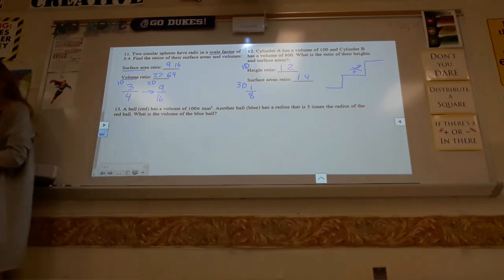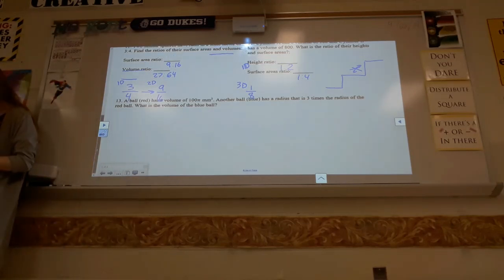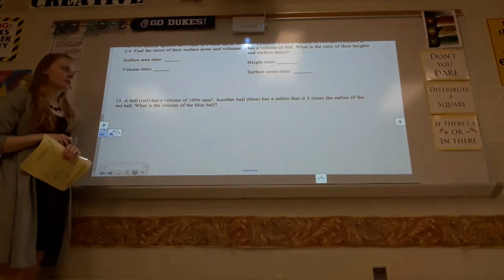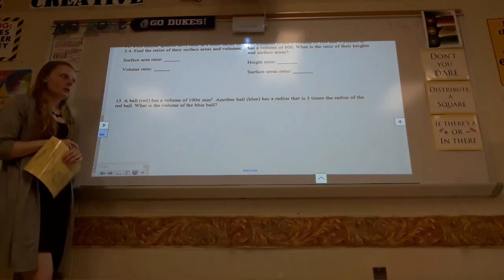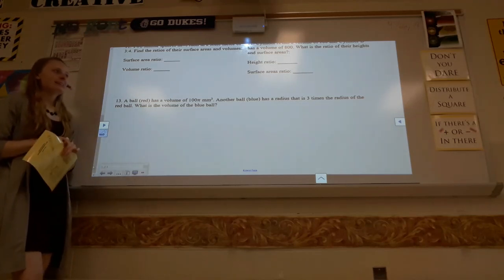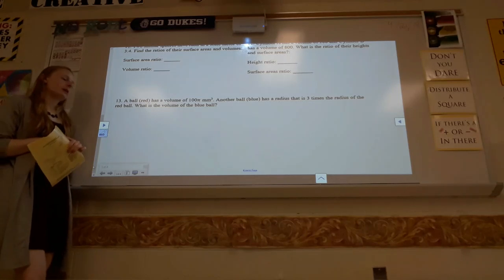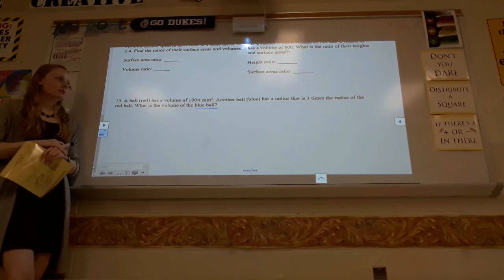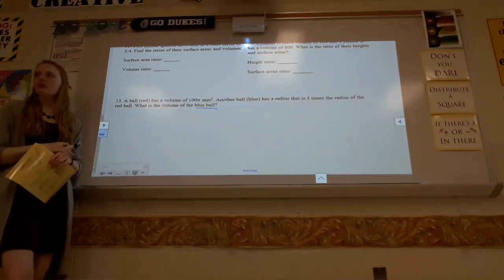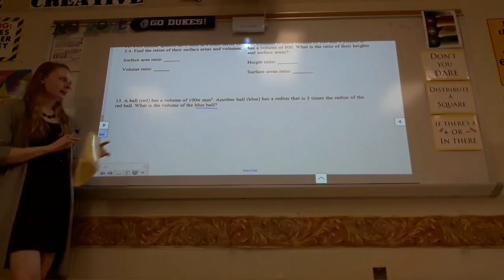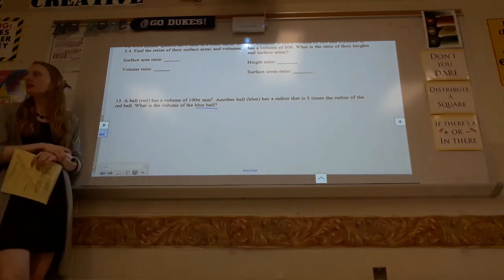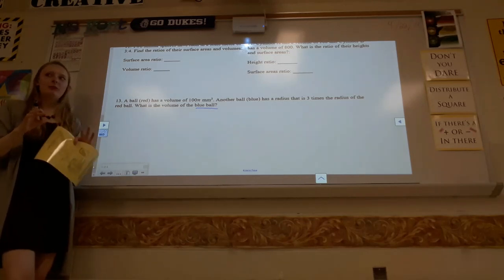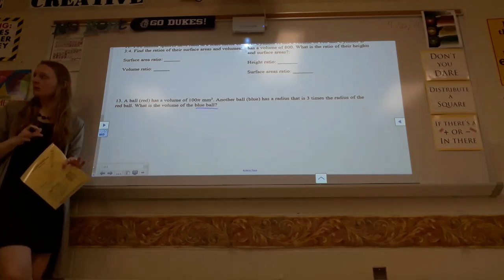Last one for this page. Alright, so a red ball has a volume of 100 pi millimeters cubed. Another ball, which is blue, has a radius that is 3 times the radius of the red ball, and they want to know what the volume of the blue one would be. Did they tell us what the actual radius is for either of these two shapes? So can I just plug in the radius to the volume formula to find this? No. This is a relationship question where you're changing a dimension and seeing what happens with the formula to see what the change would be, right?